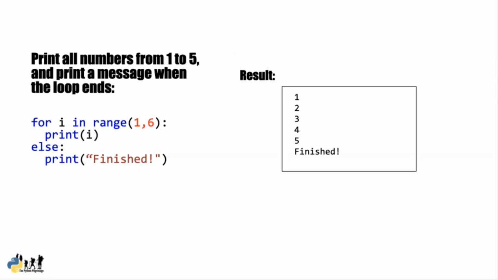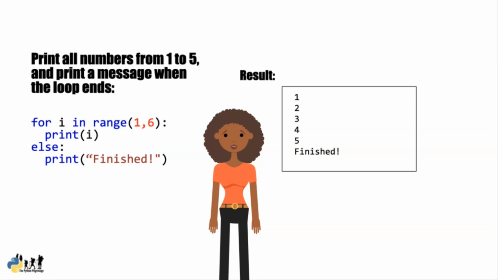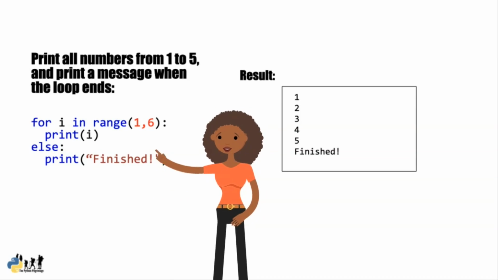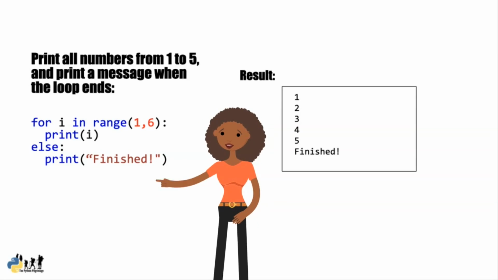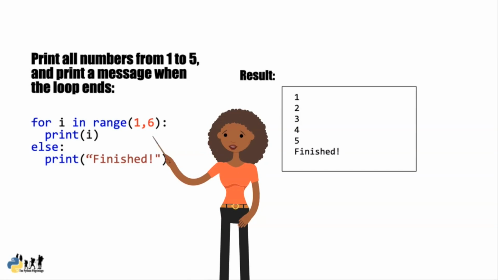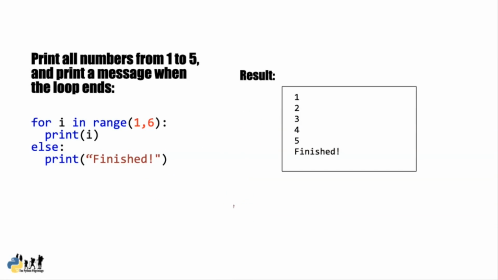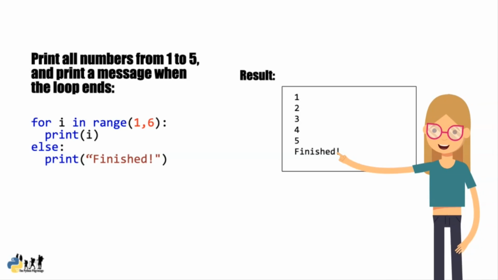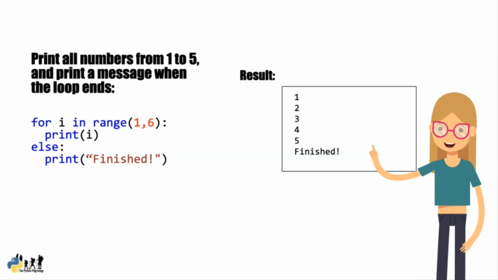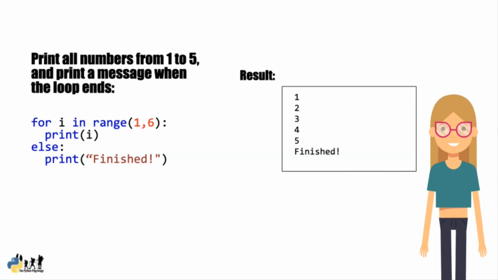In this example, we need to print all numbers from 1 to 5, then print finished when the loop ends. For i in range, the starting index is 1, since 1 is specified as the start parameter, then it stops at 6. Print every i, then print finished when the loop ends. Then the results would be 1, 2, 3, 4, 5. Then finished.